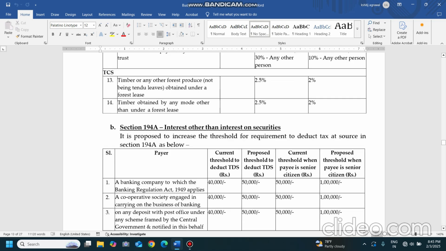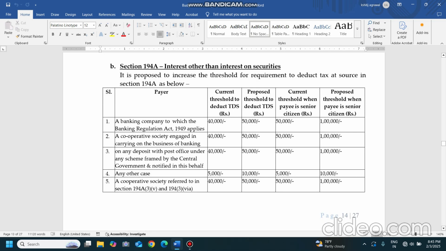One more change in the TDS is on interest other than interest on securities. This will apply in case of banking companies, cooperative banks, deposits with the post office savings accounts, any scheme notified by the central government, and other cooperative societies, and if anything is not covered in these cases and it is not interest on securities. The current threshold in most cases, like banking companies, cooperative banks and post office, was 40,000, but it has increased to 50,000. Actually the threshold was 40,000 for normal people and 50,000 for senior citizens.